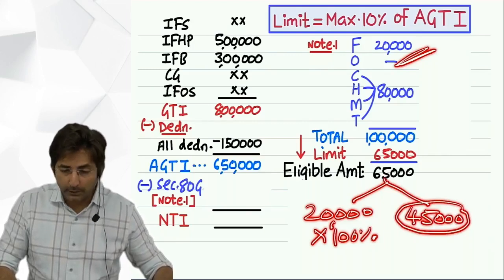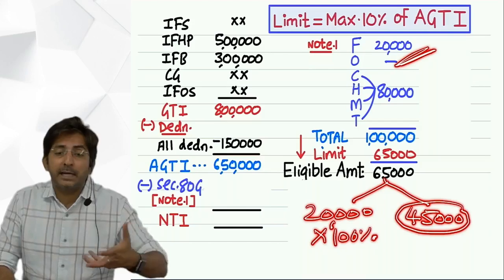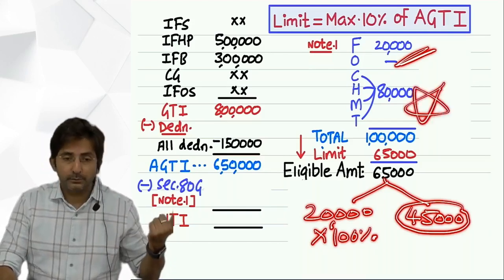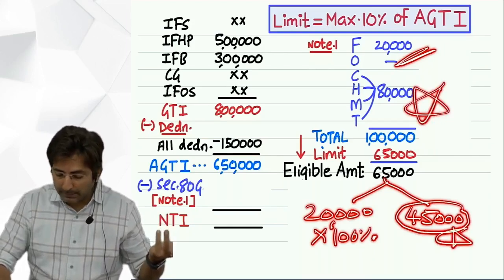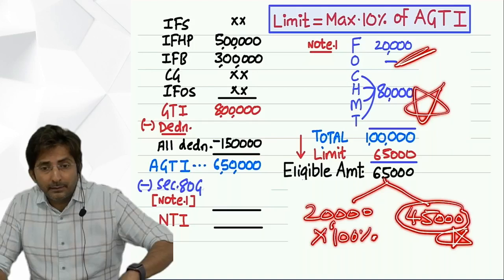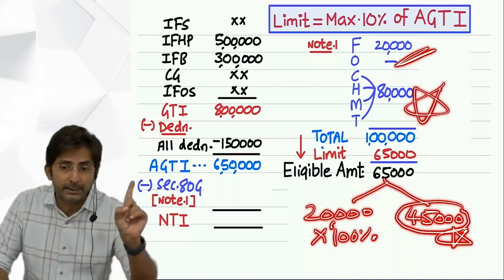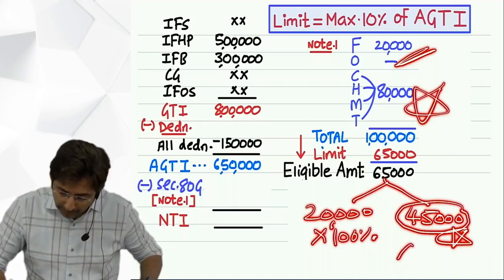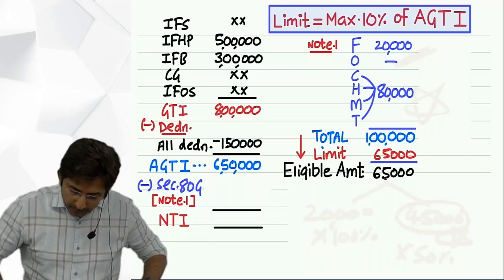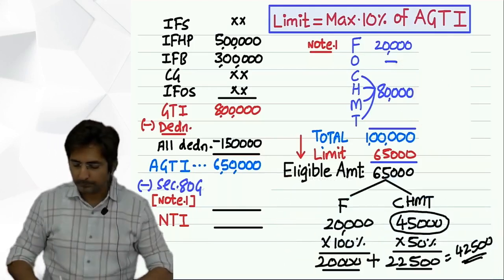This 45,000 pertains to Chamat. Tell me, actually how much have I given to Chamat? 80,000. But then I have to restrict myself to 45,000. But then I will take 50% of that, because until now I have not applied the 150 percentage. So I will take 50% of this. So see, my answer will be like this.